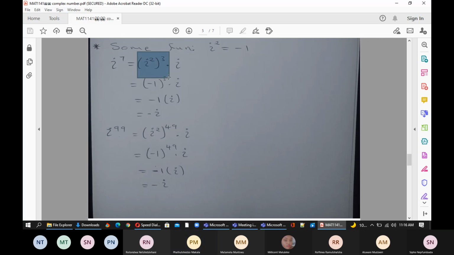I to the power of 10 is equals to open bracket I to the power of 2 close to the power of 5. Which is equals to open bracket minus 1 close to the power of 5. Now let's calculate.